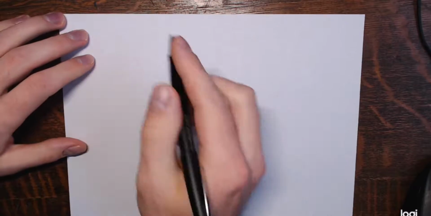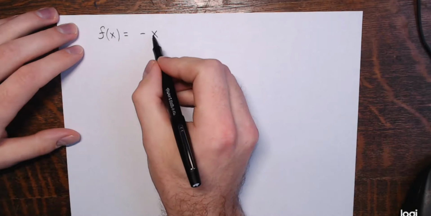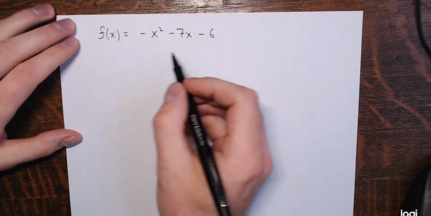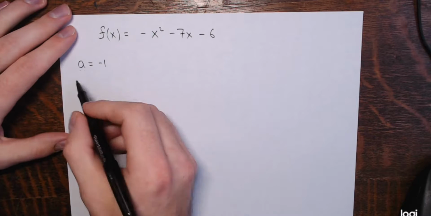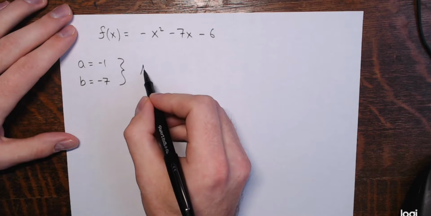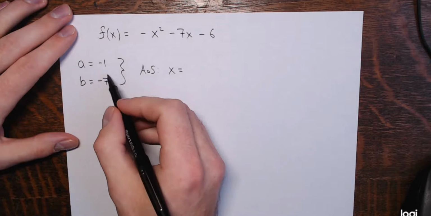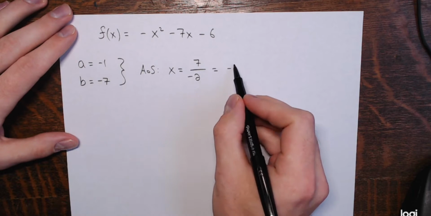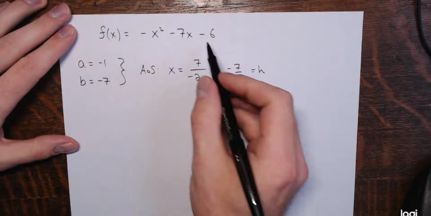All right, so we have f of x equals negative 1 times x squared minus 7x, and then minus 6, right? So a is negative 1, and that's going to be the a in standard form as well. B is negative 7, right? So the axis of symmetry, which will be the value of h, is x equals the opposite of b, which is positive 7, divided by 2a, which is negative 2, so negative 7 halves. So there's the value of h. And then I plug negative 7 halves in.